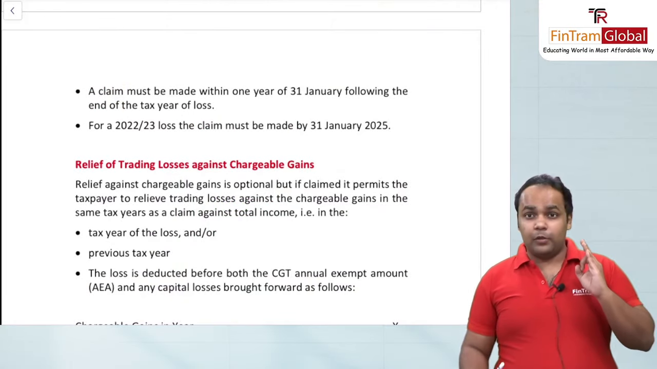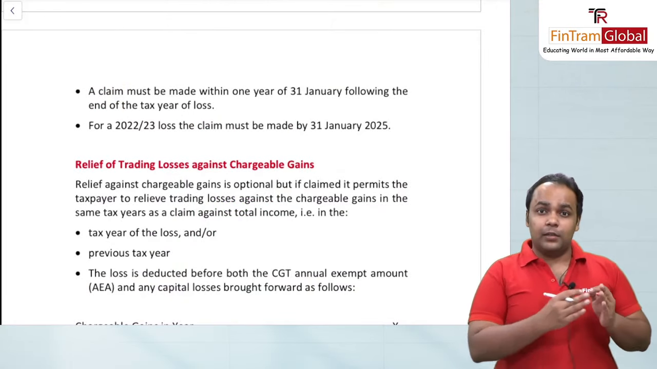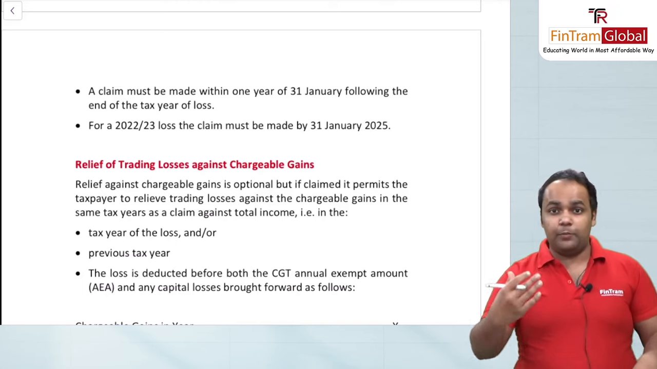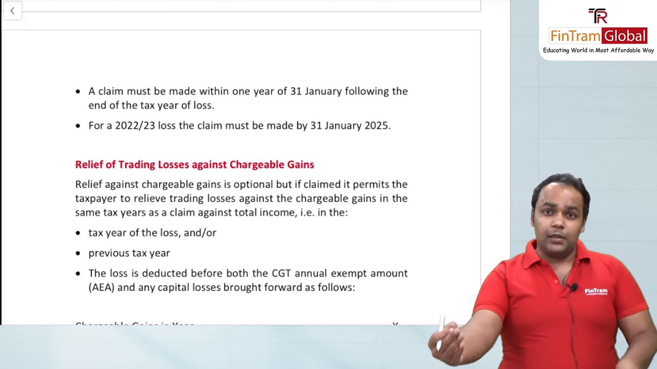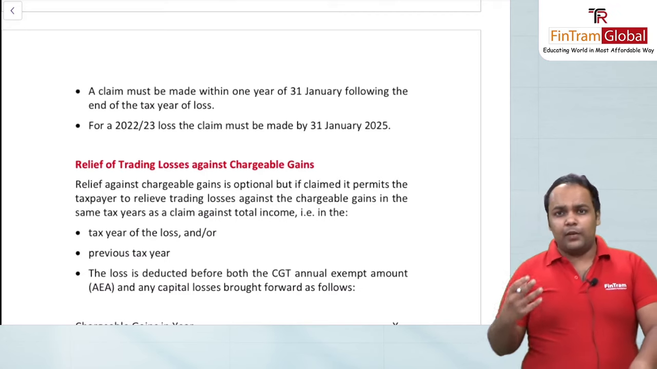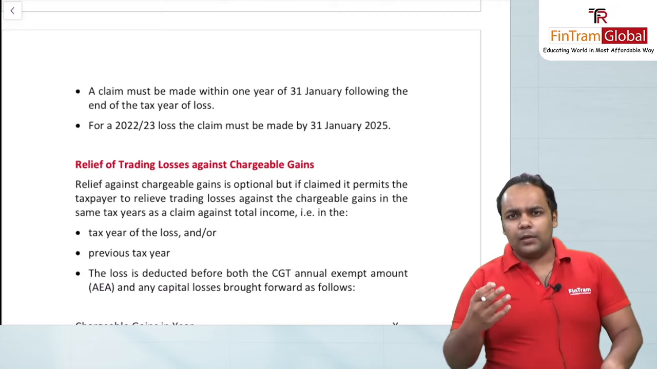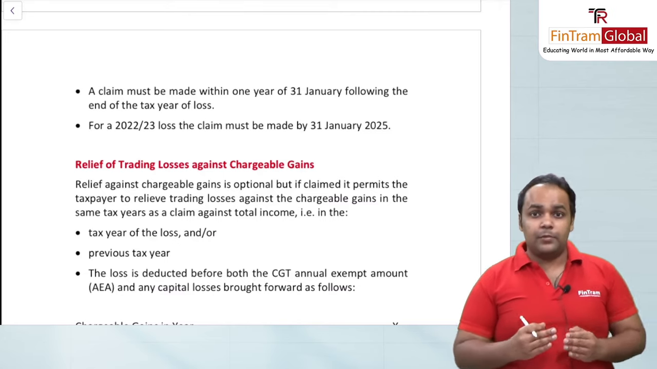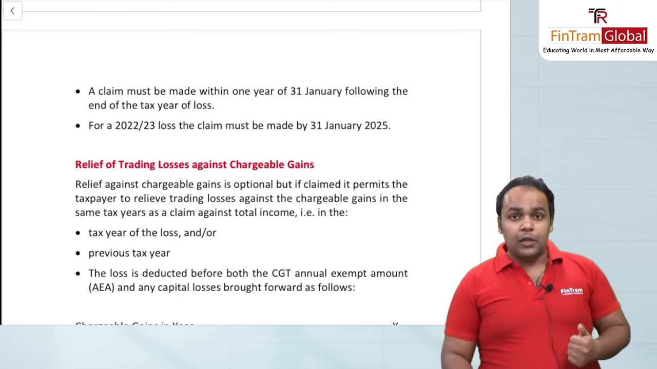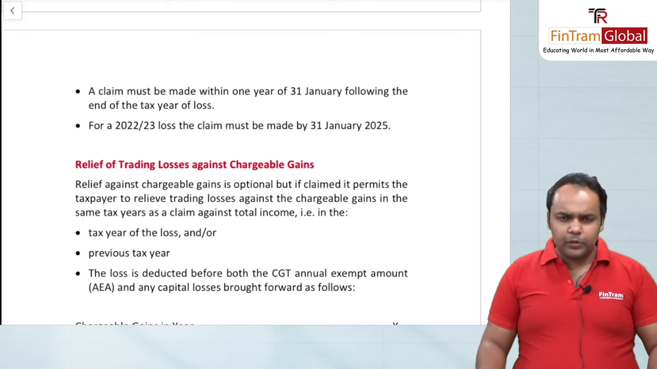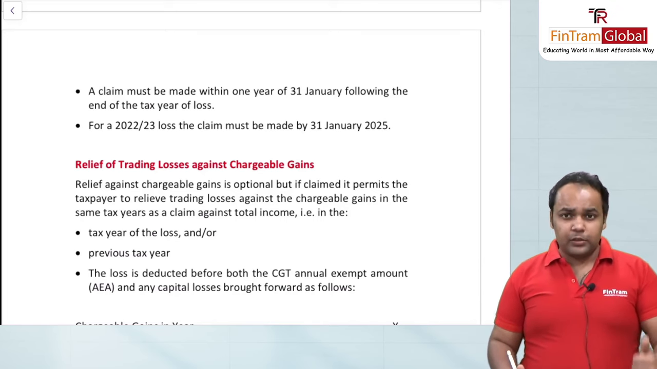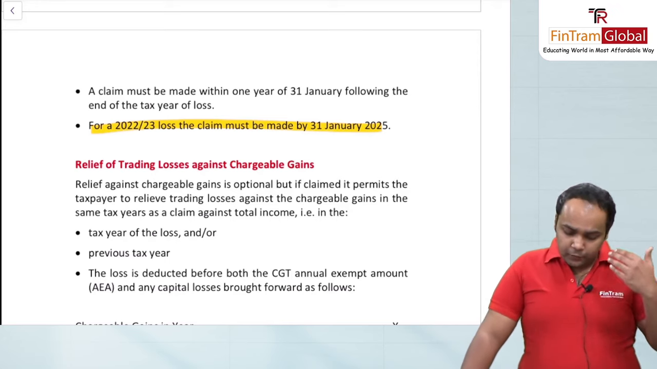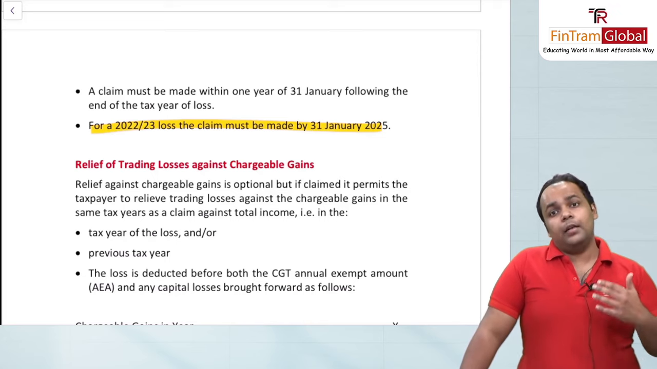It's important from a tax planning point of view that claims for relieving losses are made before the due date, and it's important for your careers and obviously important for the exam, because they are asked usually as a two marker MCQ or as a one marker or a two marker question of a larger 15 marker. So it's important to remember the claim dates of loss claims very, very diligently. So, for instance, relief of trading loss against total income, the claim must be made within 1 year of the 31st January following the end of the tax year of loss.